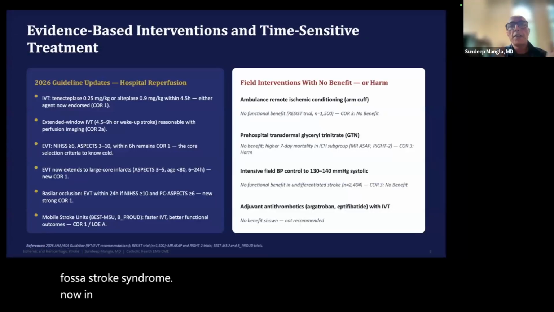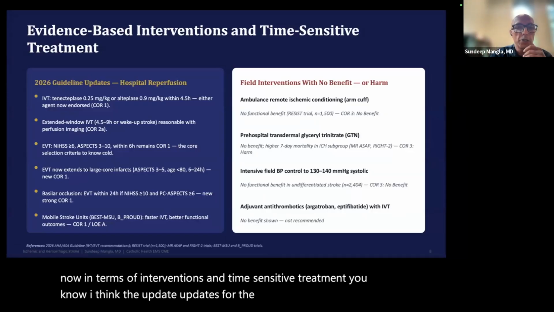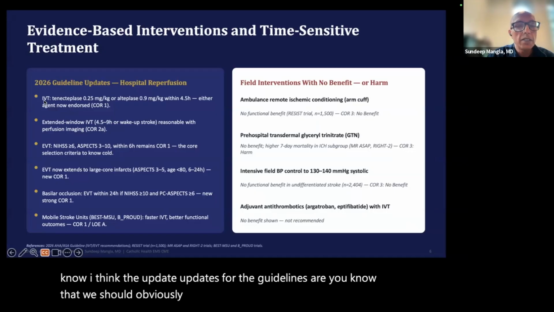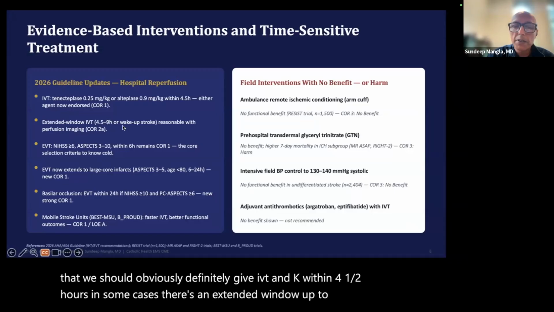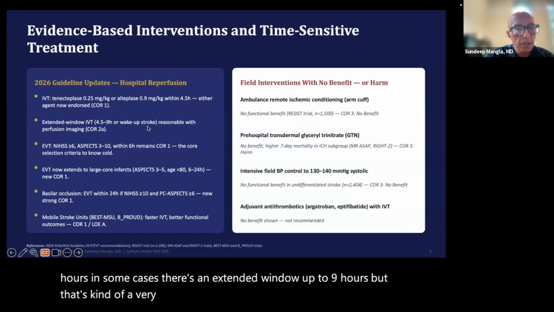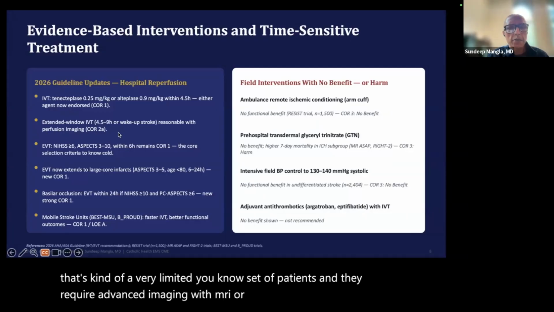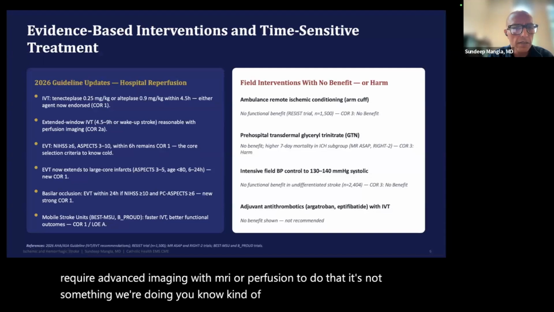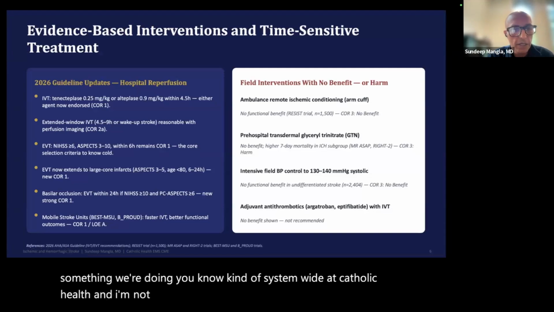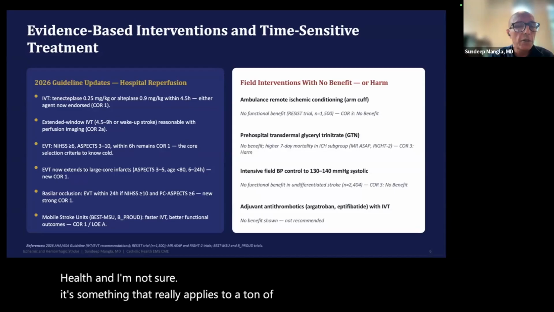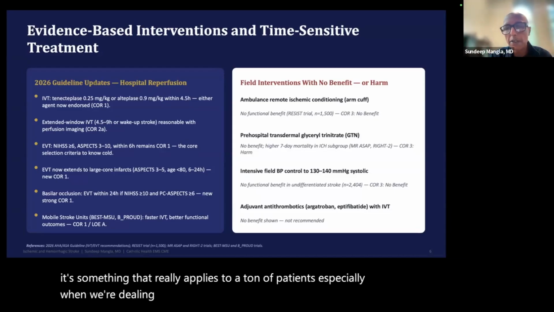Now, in terms of interventions and time-sensitive treatment, I think the updates for the guidelines are that we should obviously, definitely give IV TNK within 4.5 hours. In some cases, there's an extended window up to 9 hours, but that's a very limited set of patients, and they require advanced imaging with MRI or perfusion to do that. It's not something we're doing system-wide at Catholic Health, and I'm not sure that it really applies to a ton of patients, especially when we're dealing with stroke programs that have endovascular capability and thrombectomy capability.